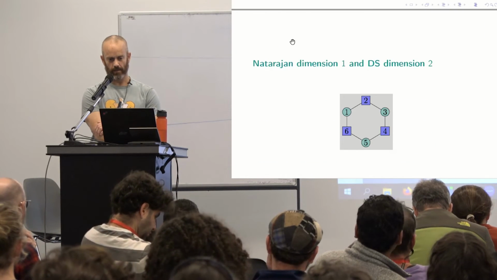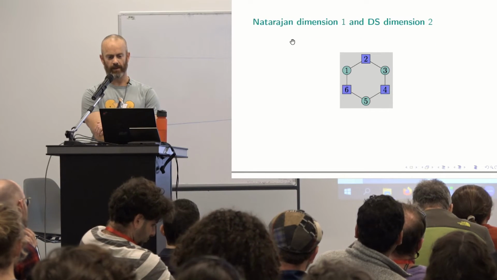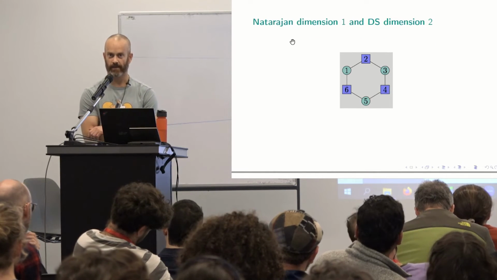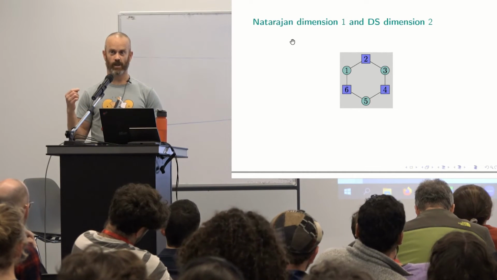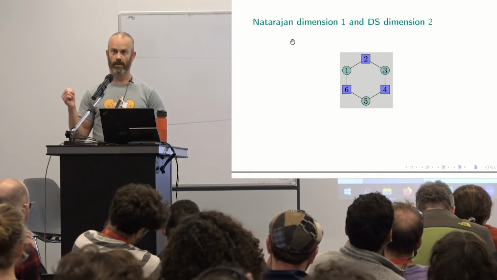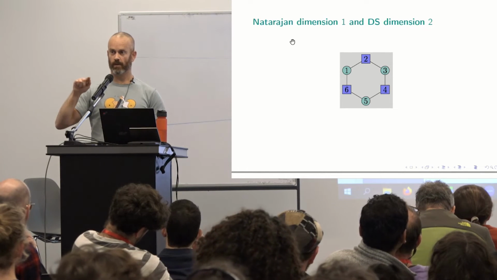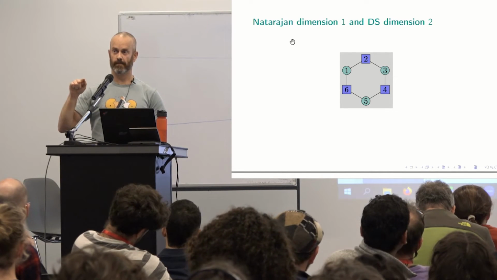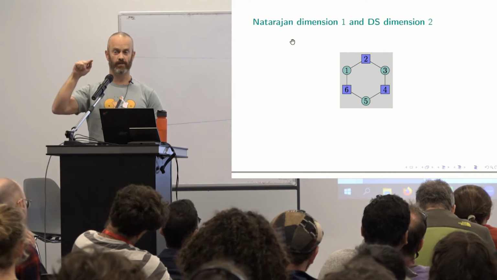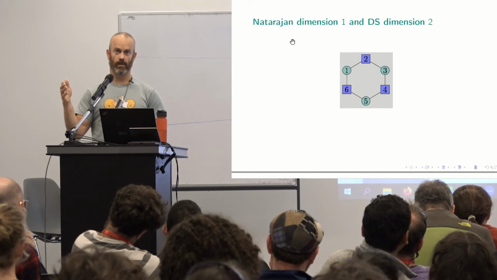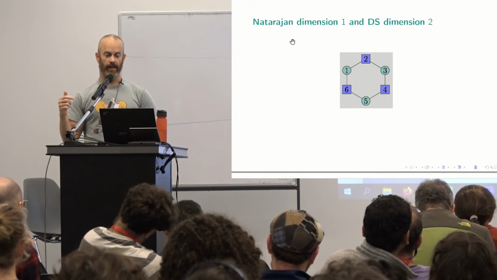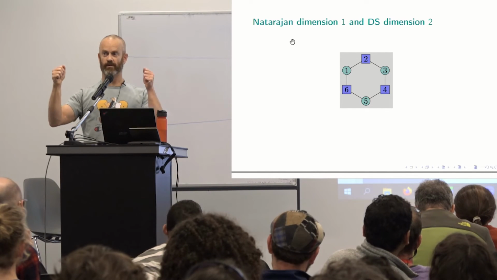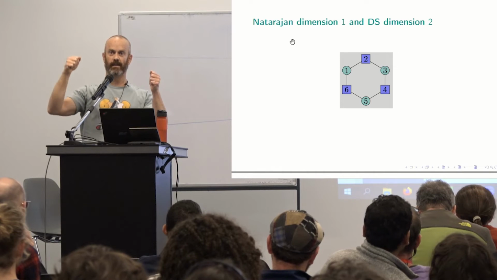And so now I want to give you a few examples. This is an example of a class with Natarajan dimension 1. There are no cubes in the graph, so the maximum size of a cube is an edge, dimension 1. But the DS dimension is 2. It's words of size 2, where every word has a neighbor.